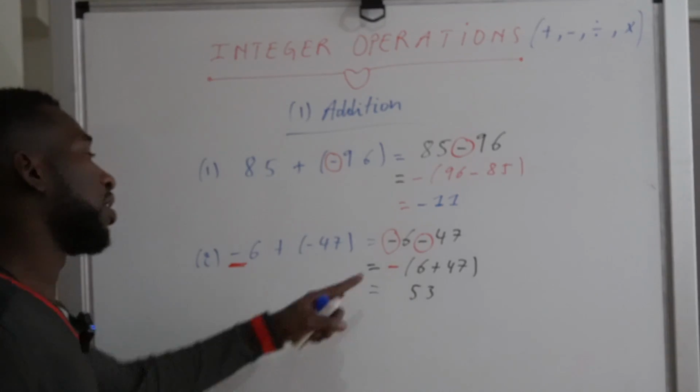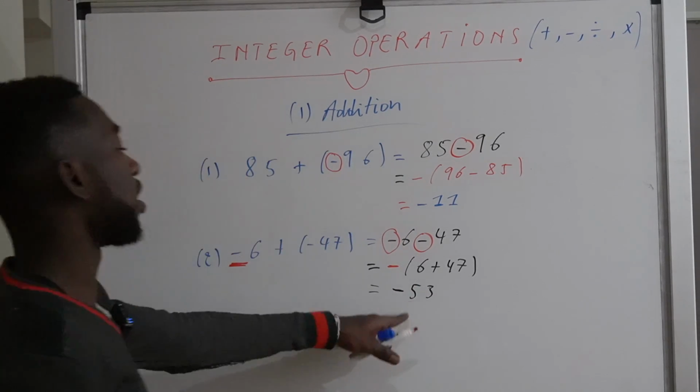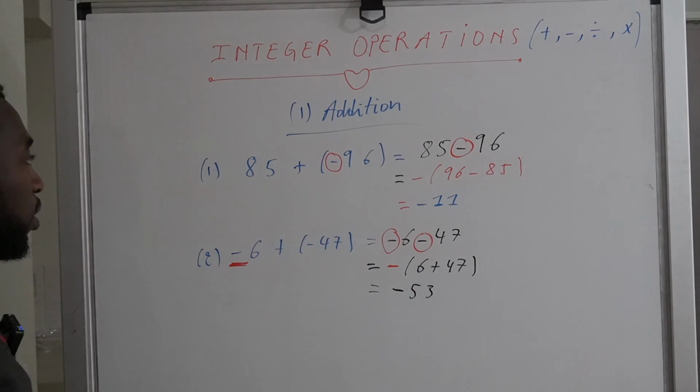What do we do with the sign? Yeah, we keep the sign. We can't leave this behind, right? We keep the sign. And our answer is negative 53.